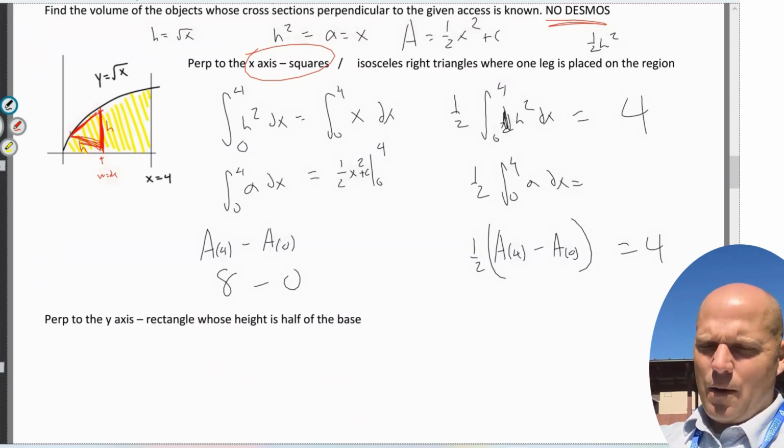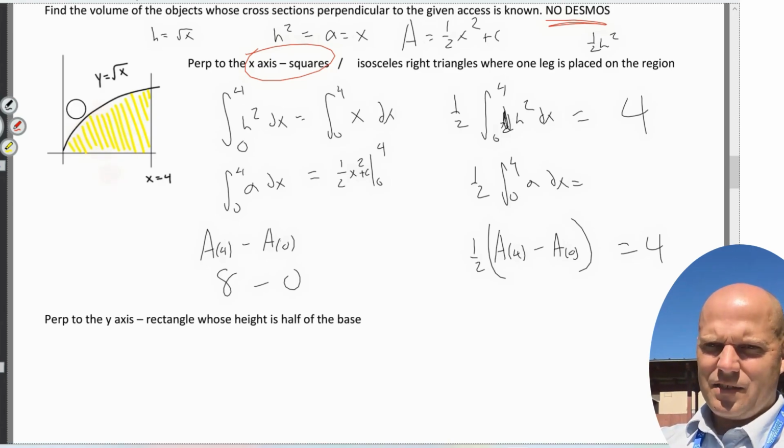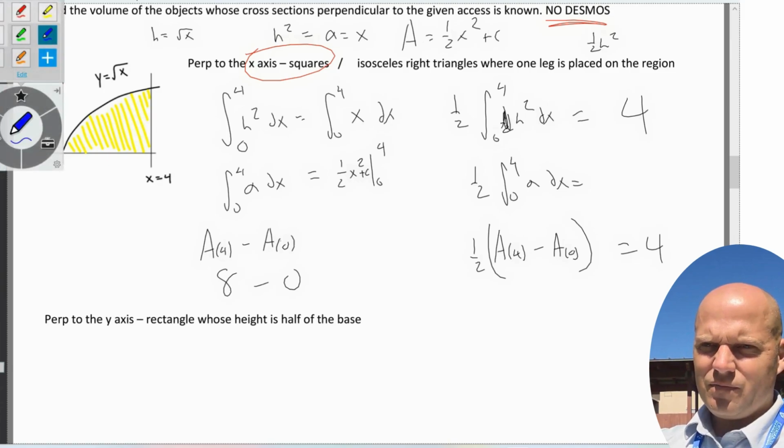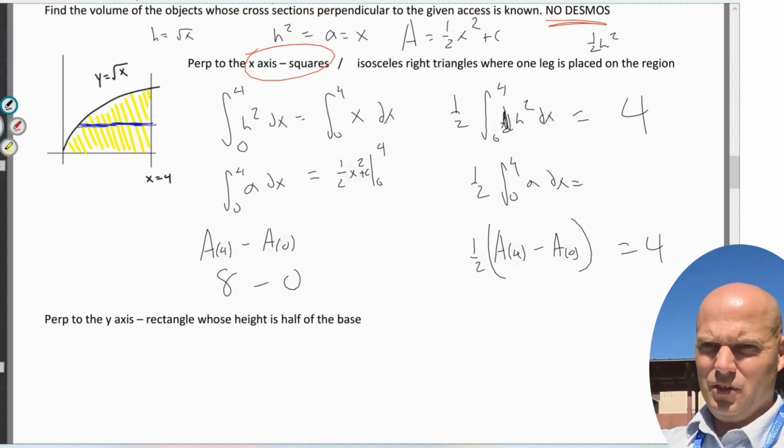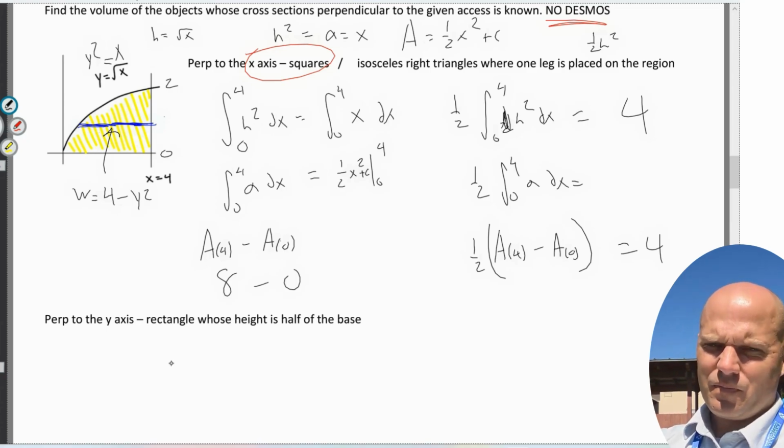Okay. Now we're going to go perpendicular to the y-axis. Not going to use my calculator. Now this is going to be tough, and I'm going to try to do my best to understand it. Well, that rectangle has a width. The width is x equals 4 minus x equals y squared. Cool? I'd sum these up from y equals 0 to y equals 2.